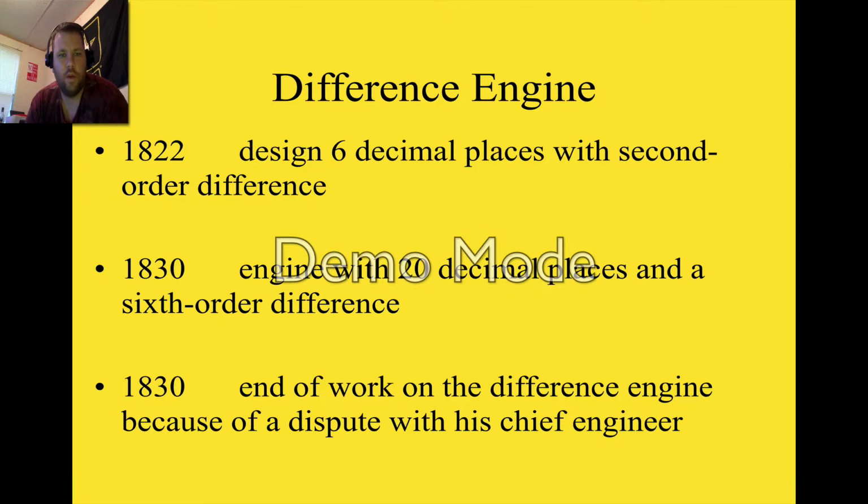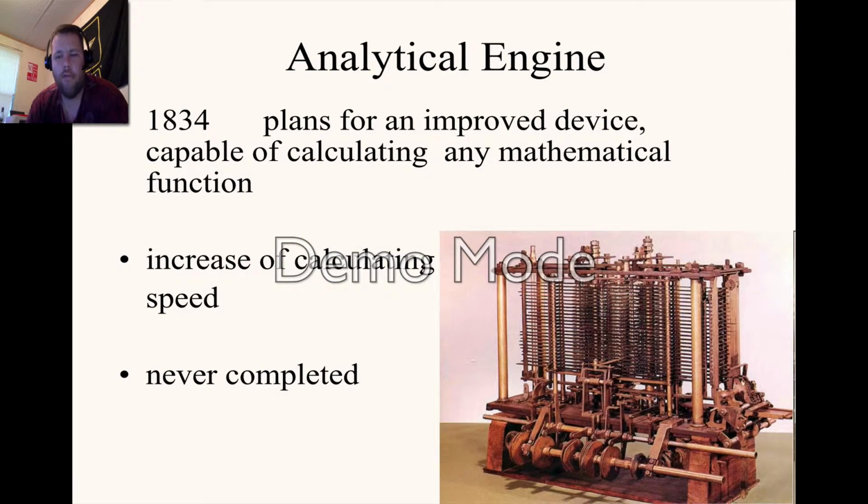Difference engine, 1822, designed 6 decimal places with single order or second order difference. In 1830, engine with 20 decimal places and a 6th order difference. This is only a span of 8 years, and he's already improved his design. 1830 as well, end of work on the difference engine because of a dispute with his chief engineer. This was mostly about money, how much it was taking to build this engine, and the engineer kind of lost faith in his design.